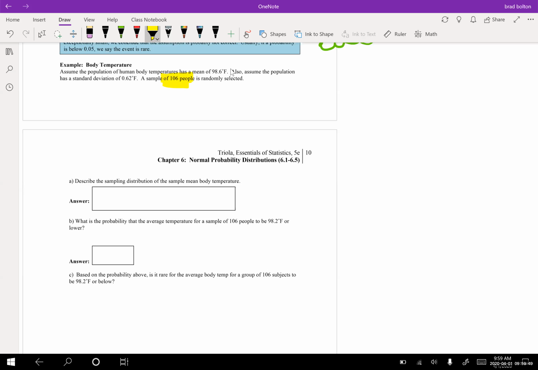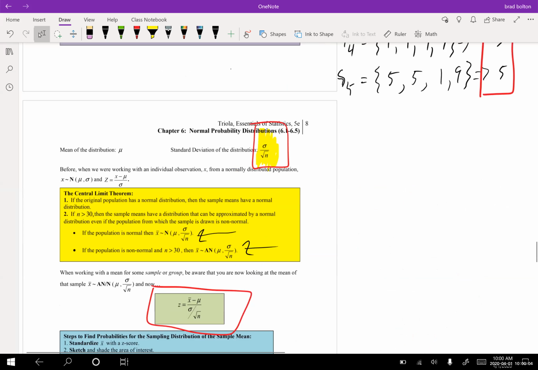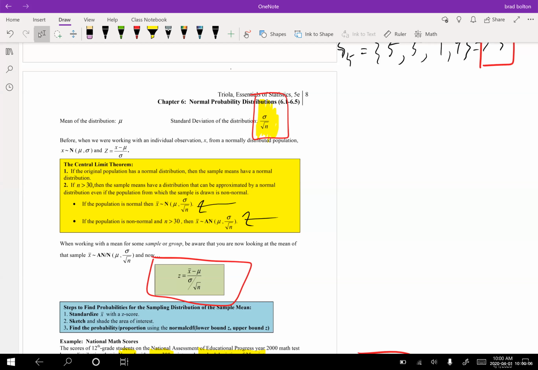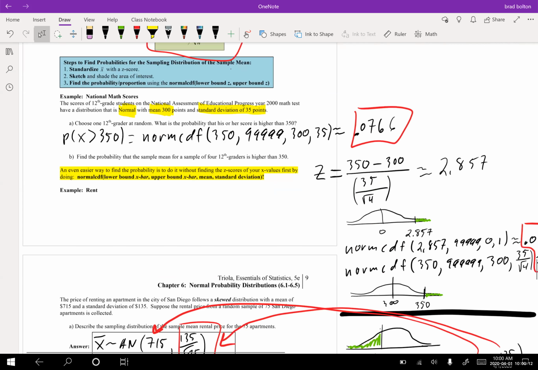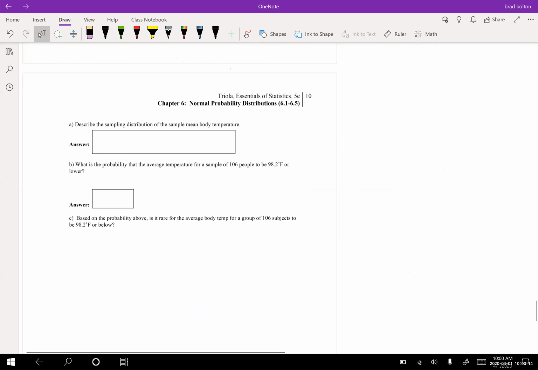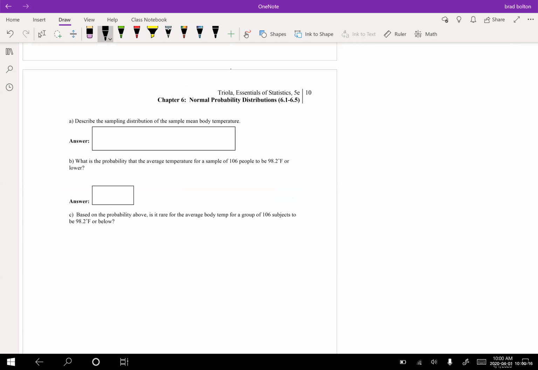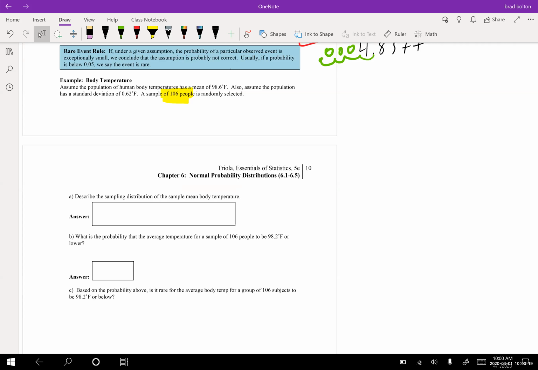Well, did they say anywhere in here that the population has a normal distribution? They didn't, right? So the 106 lets us still use the normal distribution because the 106 is larger than 30. Remember, if we go way up here to the central limit theorem, the central limit theorem says if n is greater than 30, then you can still treat it as approximately normal, okay? So we know that we have 106 people, so we're going to be okay.